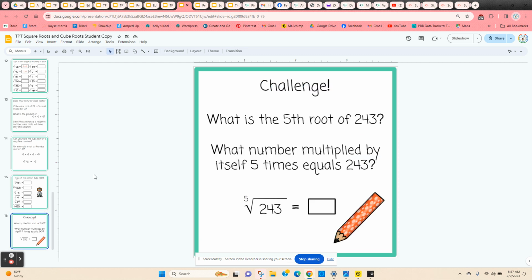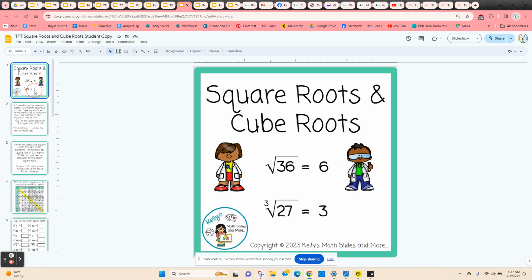And then the final slide has a challenge for the students. What is the fifth root of 243? Or what number multiplied by itself 5 times equals 243? So that gives students a little challenge at the end. So this is a digital lesson, square roots and cube roots.